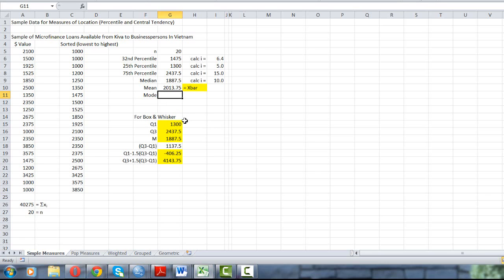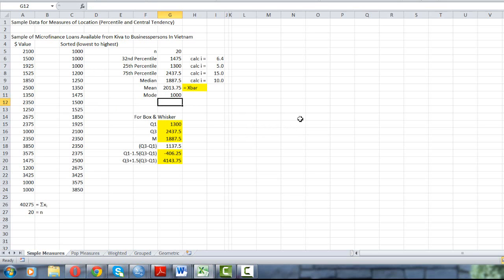The mode, you can find either way here. You can go through and try to figure out how many there are for each of the values here. Obviously it's a little nicer here with the sorted. You can see that there are 3 values of 1000. There's no other value that comes close to that, so our mode is 1000.